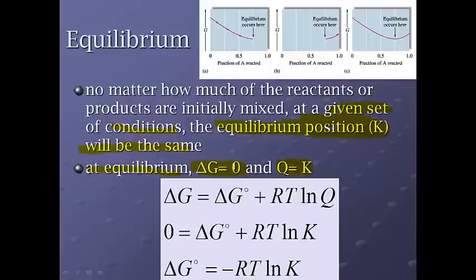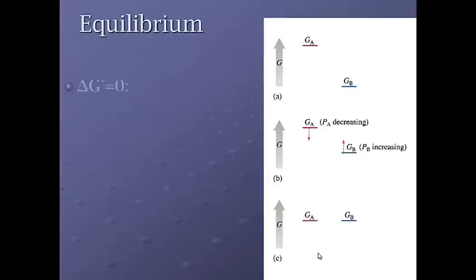Not brand new concepts, just reminding ourselves of what that looks like. What we can do here is rearrange some of these equations to end up with another equation that shows a relationship between delta G prime and the K values, or the equilibrium position. So again, we can use this to our advantage.